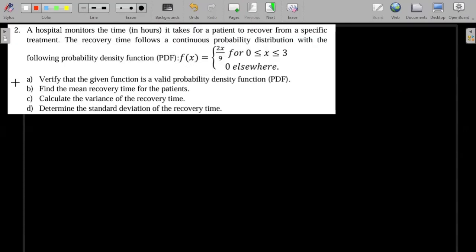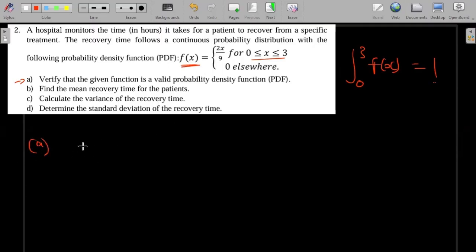All right, so the first question here, they're saying verify that the given function is a valid probability density function. So how do you do that? You just have to check that the integral over the interval that you've been given, which is 0 to 3, of f of x is equal to 1. If this integral is equal to 1, then we confirm that this PDF is indeed a valid PDF. So let's look at A.